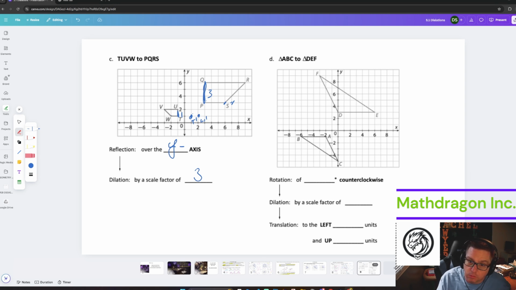Rotation, we are definitely going to start with ABC. So we want to rotate it, I would say 180, if we want F to be where C is. And then we're going to enlarge it, and then move it left and up. So figure out what those numbers are, give it some practice, and that's what we're doing.